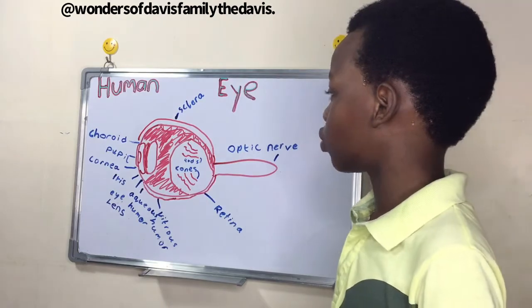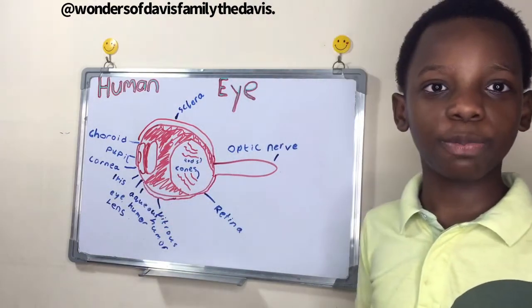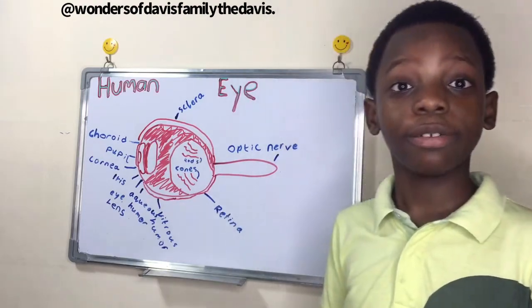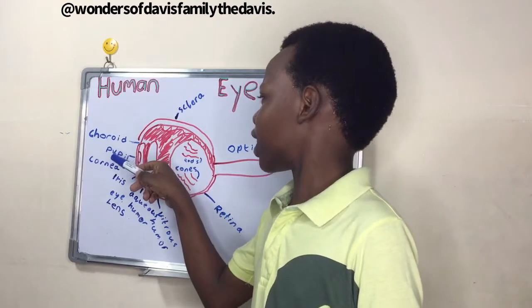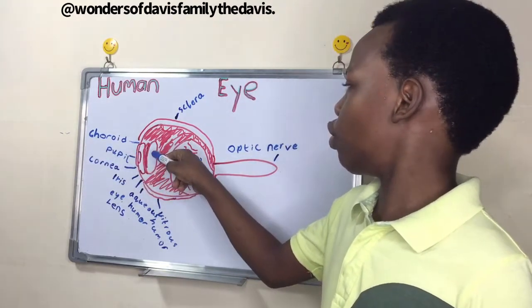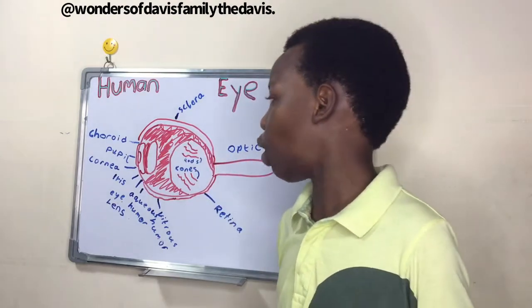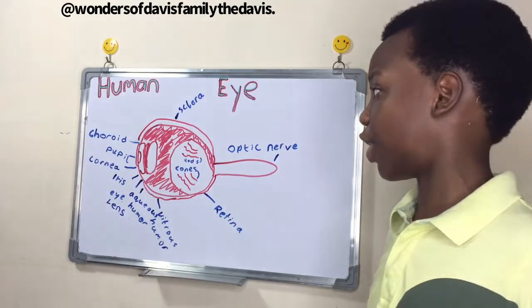Now going to our next one, we have the iris and pupil. Mr. Iris and Miss Pupil are both in the same area, and the pupil is kind of a hole which the cornea brings in light. The pupil removes the light going through that small hole. So do you understand? Hope that's clarified.